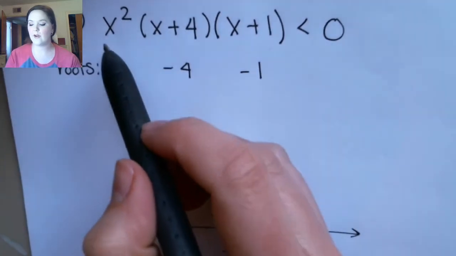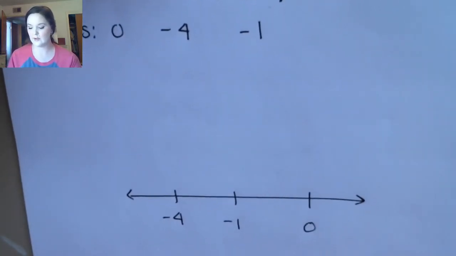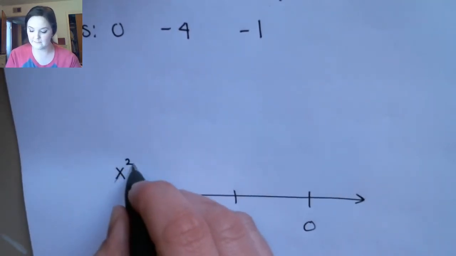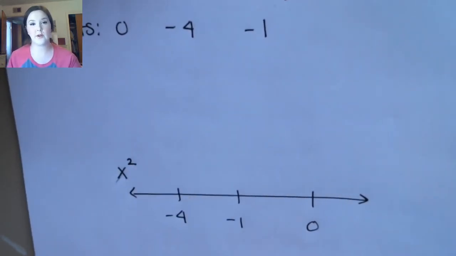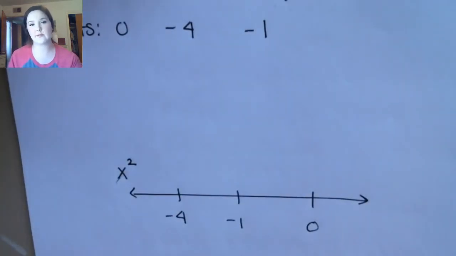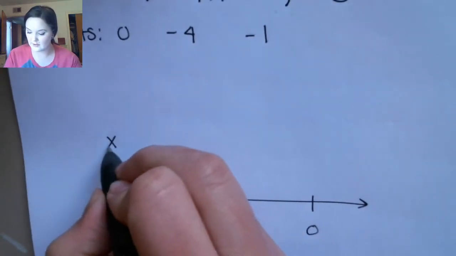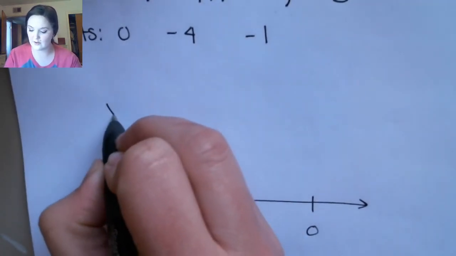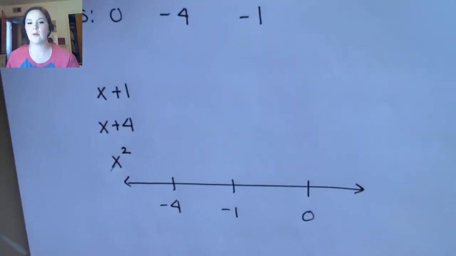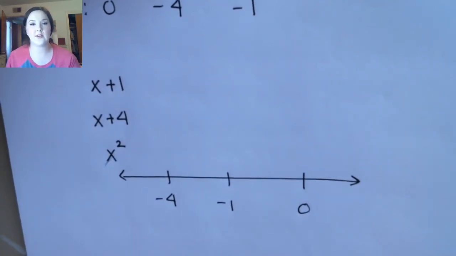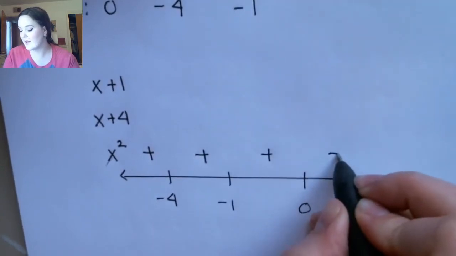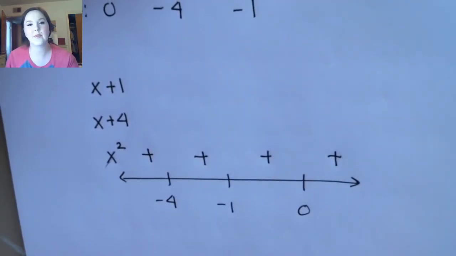Now when you have x squared, you have a choice. You can list x and then x again, or you can just list x squared. So when you have a square factor, you can just list it as a square, or you can list the factor twice. That's up to you. Then I'll list my other factors, x plus 4, x plus 1. Now when I plug in anything to x squared, that's going to be positive. It doesn't matter what the value of x is. X squared is a positive number.